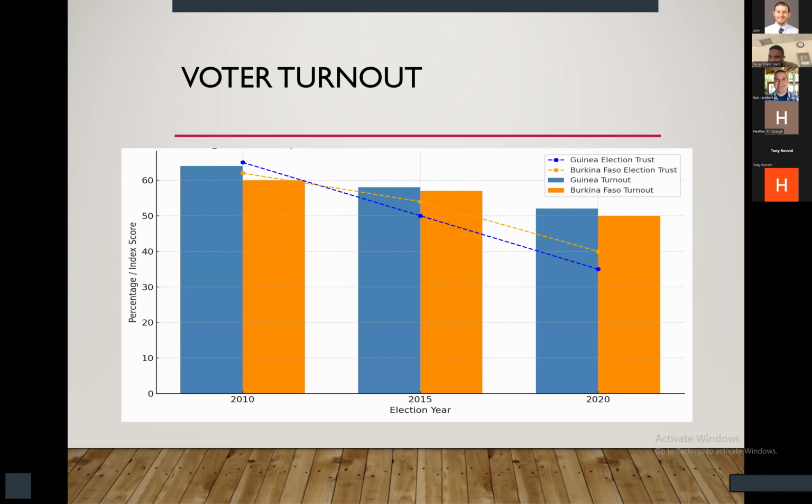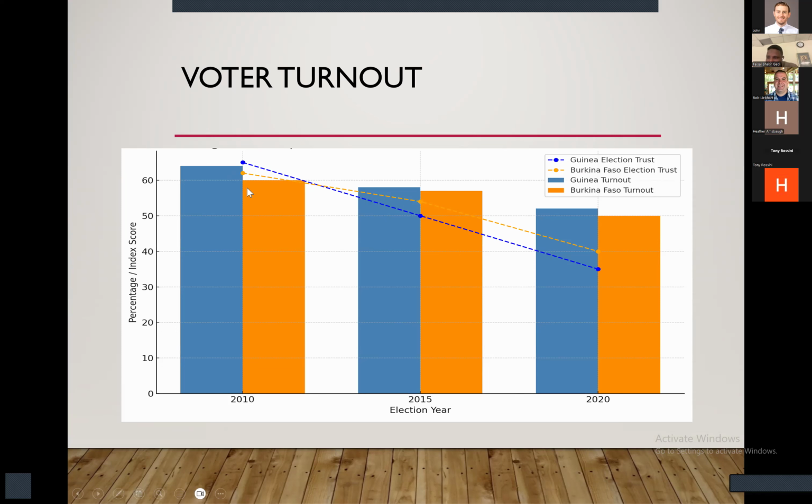This slide shows a comparative analysis of voter turnout and trust in elections over three election cycles, 2010, 2015, and 2020, in both Guinea and Burkina Faso. As we can see from the chart, there is a clear downward trend in voter turnout in both countries.